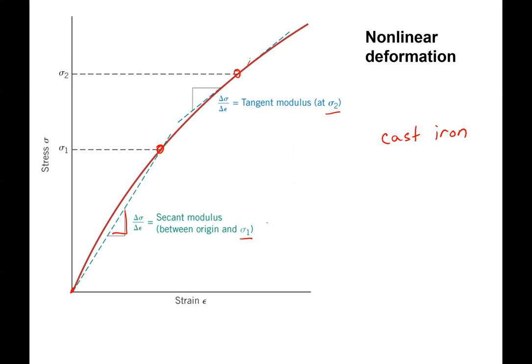We'll take a look at some real data in a couple of videos from now, showing you the actual form of cast iron. But this is referred to again as nonlinear elastic deformation. Next time we're going to take a look at the bonding again that we did in chapter 2, and we'll see how this is related to the elastic modulus.